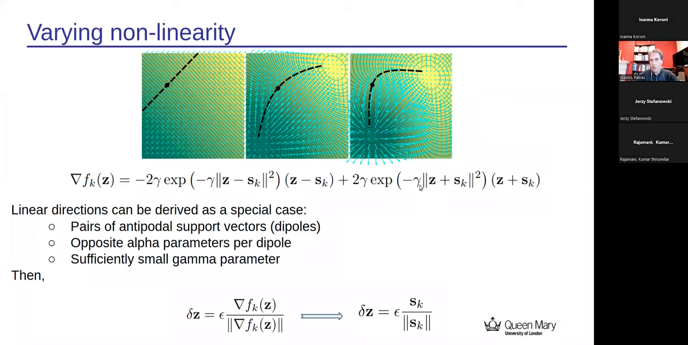This parameterization is quite interesting because by controlling this parameter gamma and by controlling this sigma, we can have different degrees of nonlinearity. We can go from a very nonlinear case into linear cases, and linear cases is what some other people in the literature have done before us.